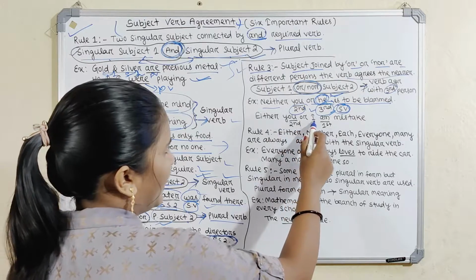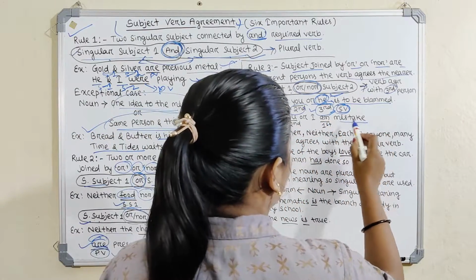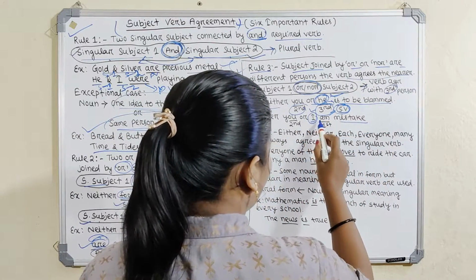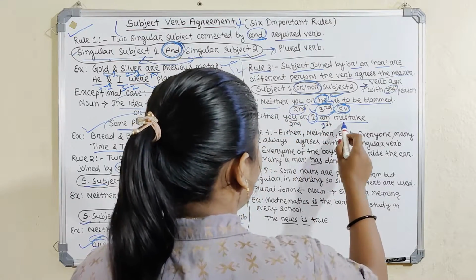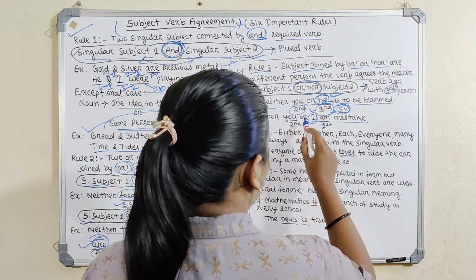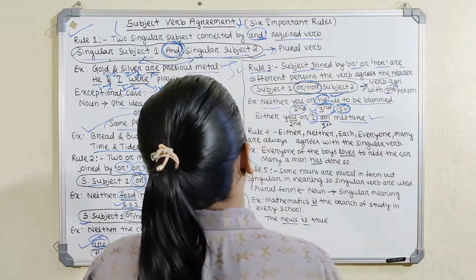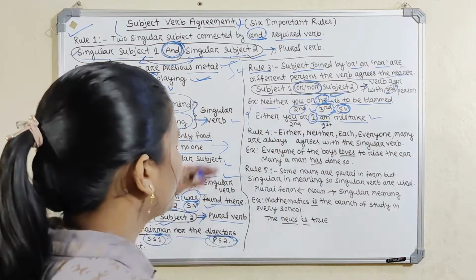Either you or I am mistaken. Here I is the first person and you is the second. Either you or I am the mistake. It is the best example for rule 3.